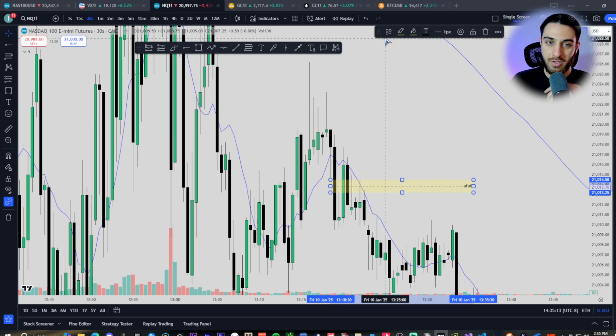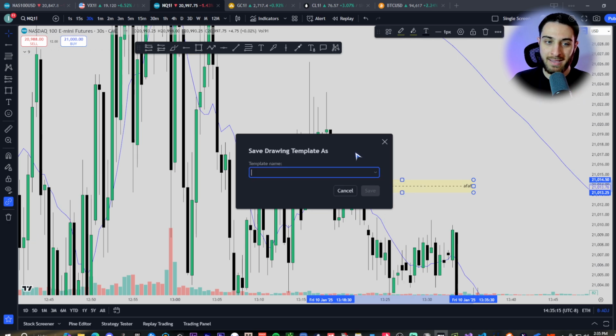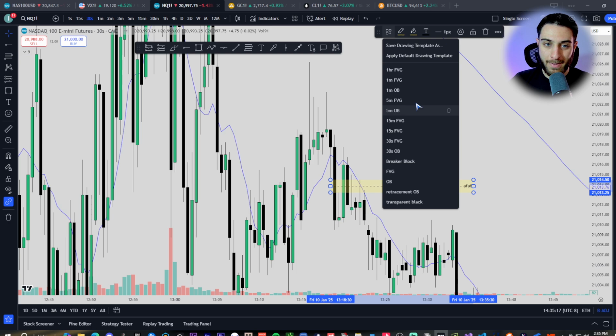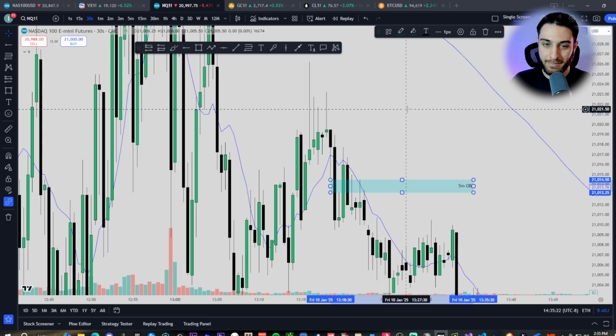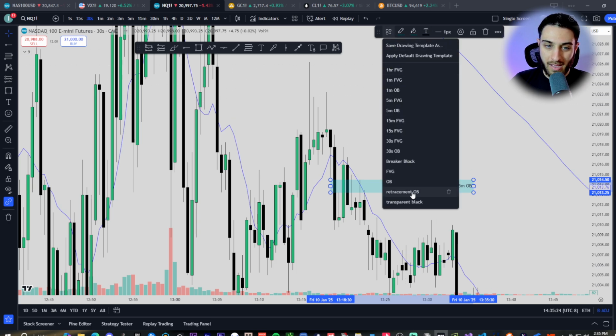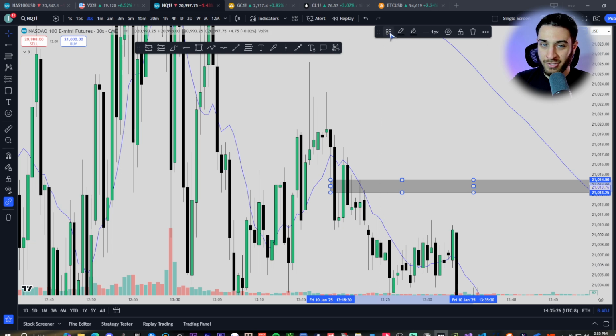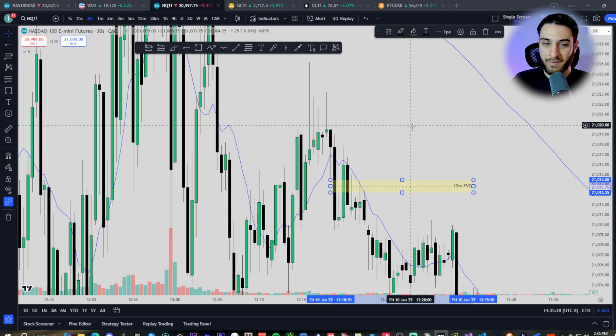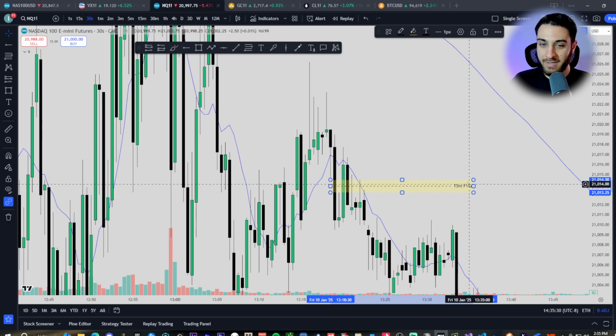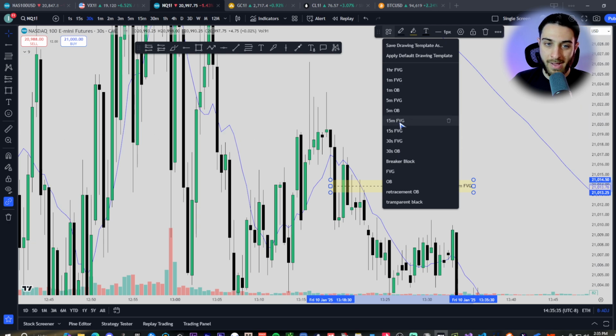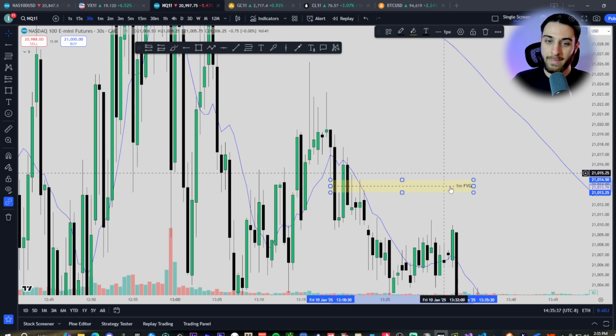So you can do this. You can press this, save drawing template as, and you can name it. And then it will pop up as this right here. And you could select from any one of these. For example, I have an order block. I have retracement order block. I have this transparent black, which I used to use. And all that stuff. For fair value gaps, I have this, and I have a specific time frame behind it. So if I'm marking on another time frame, I have it marked out as well for that. So it automatically labels the text because I've customized it like that.